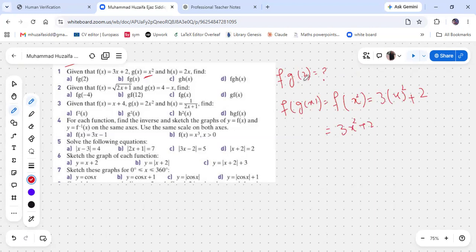Now our question is what happens at 2. So I am replacing it. f of g of 2 is equal to 3 into 2 square plus 2. Look at here, 2 square is 4. This is equal to 12 plus 2, which is equal to 14.